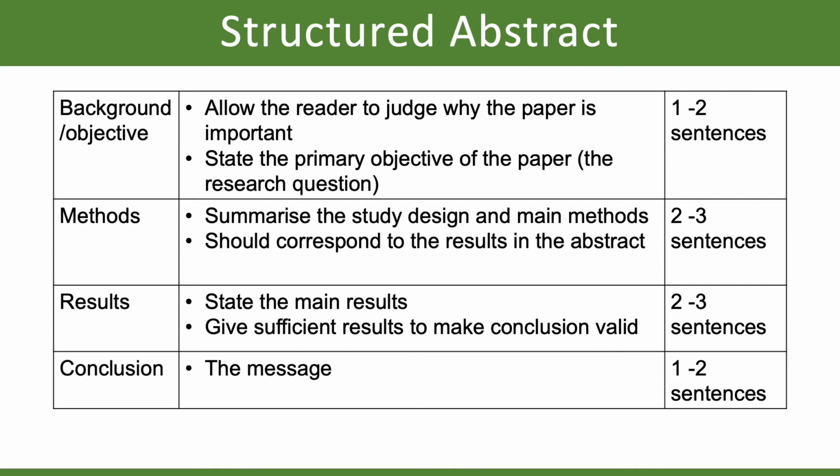Ideally, if any results are mentioned in the results section, then their method of analysis should also be mentioned in the method section to correspond to it. The abstract ends with a conclusion section, and this delivers the main message of the paper and should also be relatively short at 1 to 2 sentences.